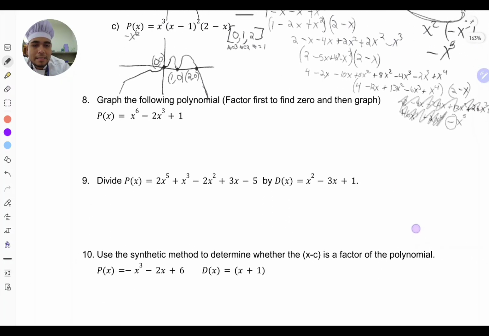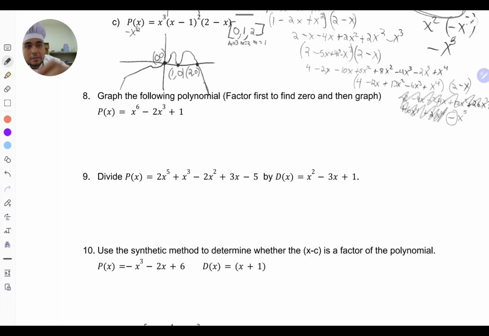Okay, now we are going to do number 8. So graph the following polynomial. So factor first, find zeros, then graph. So first off, we need to factor to find the zeros. Okay, to find its zeros. So what kinds of zeros do we have here?